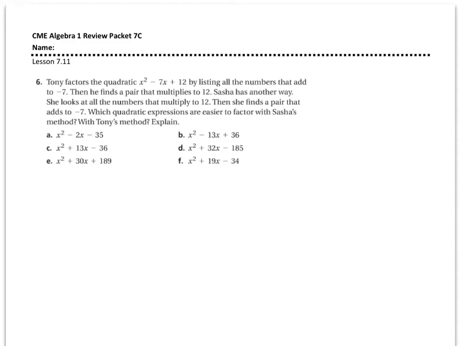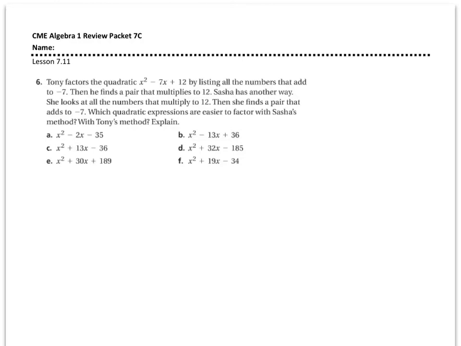Lesson 7.11, number 6. Tony factors the quadratic x squared minus 7x plus 12 by listing all the numbers that add to negative 7. Then he finds a pair that multiplies to 12. Sasha has another way. She looks at all the numbers that multiply to 12, then she finds a pair that adds to negative 7. Which quadratic expressions are easier to factor with Sasha's method, with Tony's method?